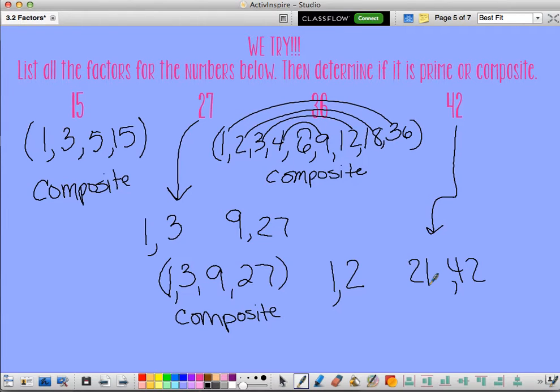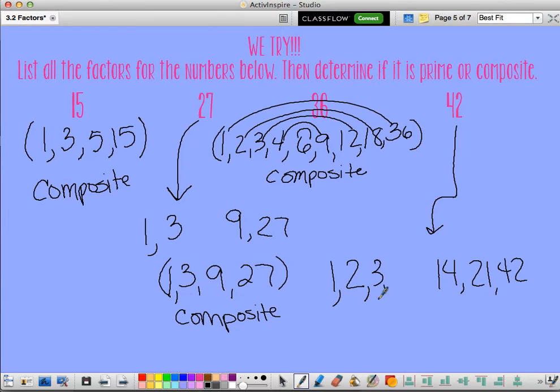I also know that 42, even though it doesn't look like it, is divisible by 3, because 4 plus 2 is 6, and 6 is a multiple of 3. So I have to do some division, and I have to know that 3 goes into 4 once, and then it goes into 12 4 times. So 3 times 14 gives me 42.